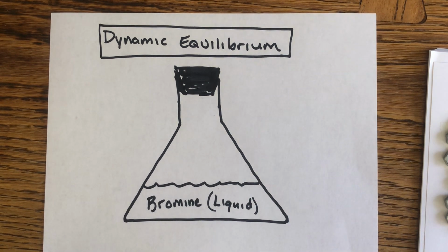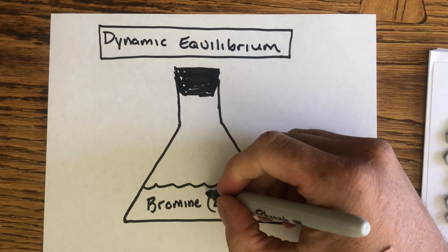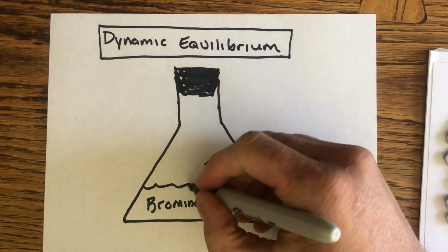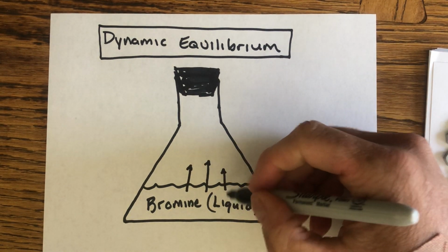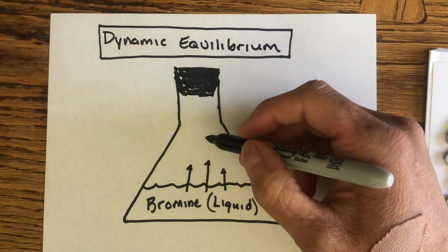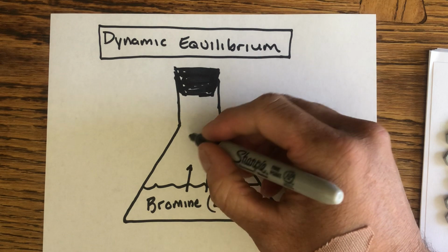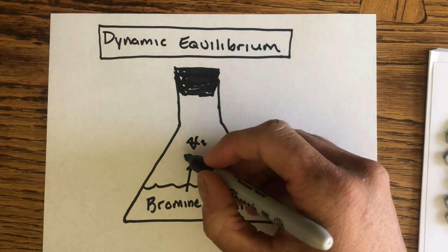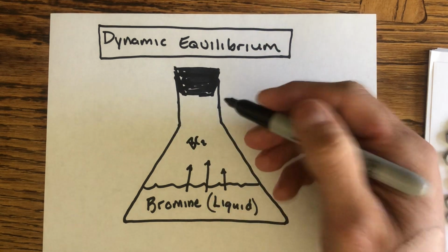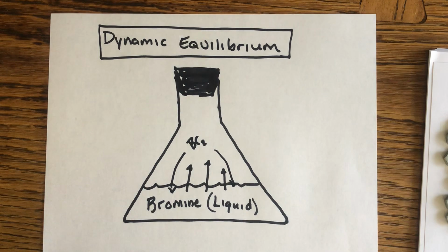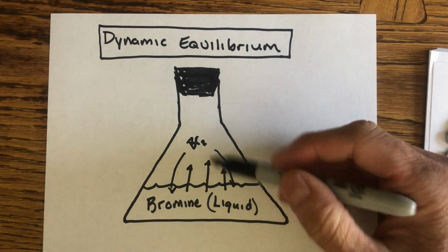So as bromine begins to evaporate into its gaseous form, which it wants to do, right? It comes out of its liquid form into this gas that fills this portion of the flask up here. As the concentration of the bromine gas begins to increase, it will then begin to condense back into a liquid and fall back into the fluid down here. So you see kind of a reversible reaction.